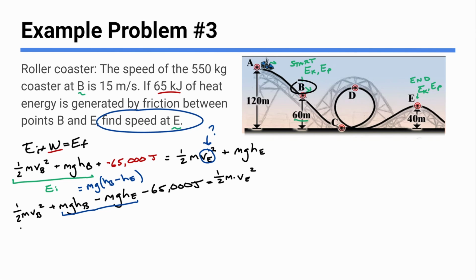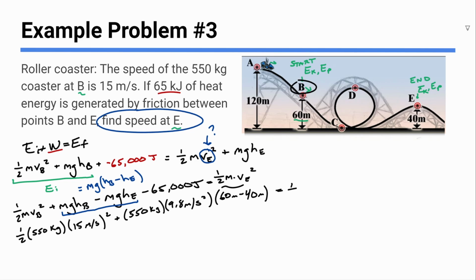Anyway, let's put in our numbers. 1/2, the mass is 550. I think this is a fair place to plug in, because now I'll see how much total kinetic energy I have at the end, which is a good in-between check to see if these numbers make any sense. 15 meters per second squared, plus, okay, I'm going to use this slightly simplified version where we factor out the mg, meters per second squared, times the difference, hB minus hE, 40 meters, equals 1/2 m vE squared. And I put in all those numbers, and I think I get 104,675 joules equals 1/2 mv squared.